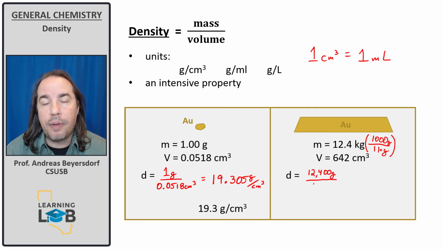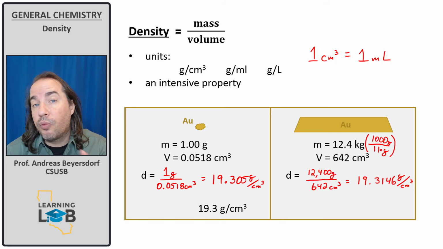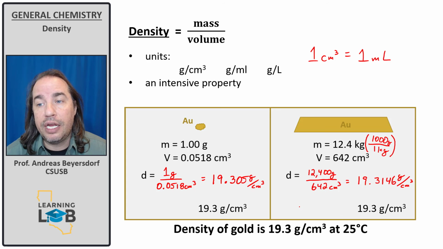And then I divide by that volume, and I'm going to end up with 19.3146 grams per centimeter cubed. Now again, remember significant figures. My mass has 3 significant figures. My volume has 3 significant figures. So my density that I calculate will also have 3 significant figures. So I get 19.3 grams per centimeter cubed.